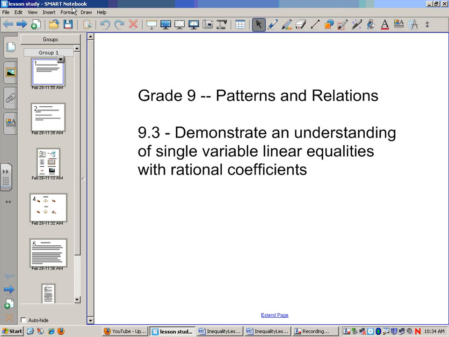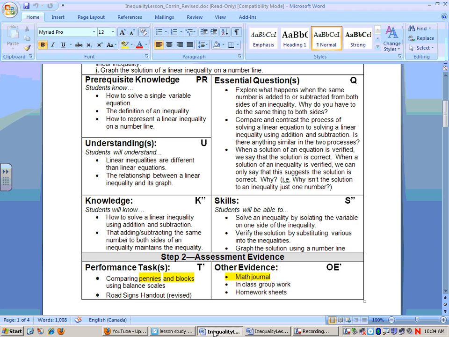Okay, so we're lesson studying my lesson, which was a grade 9 lesson on inequalities. So this is the outcome, I guess, that we wanted. I'm just going to do a little overview of what the lesson was.